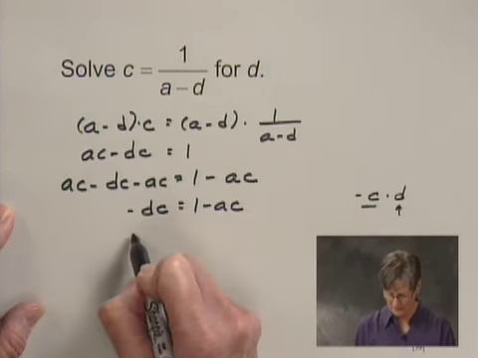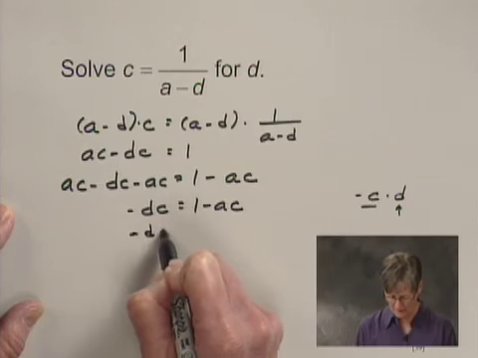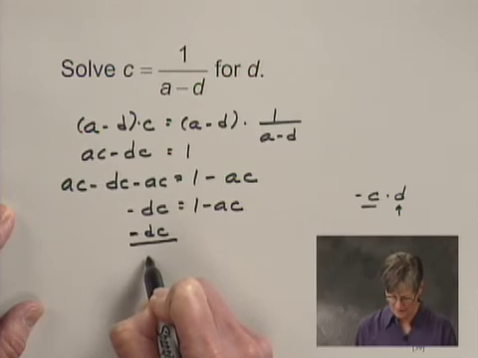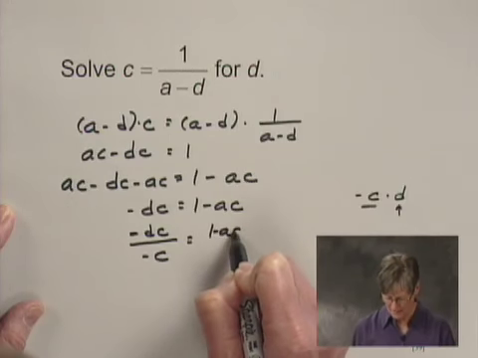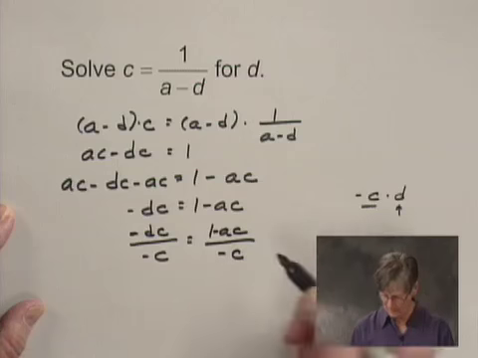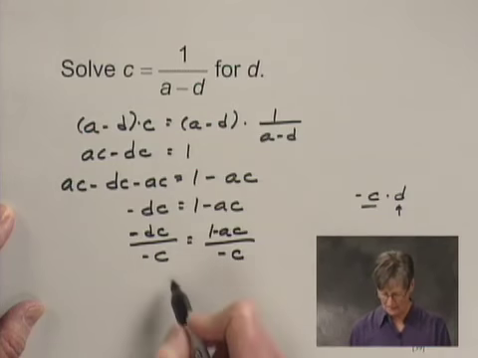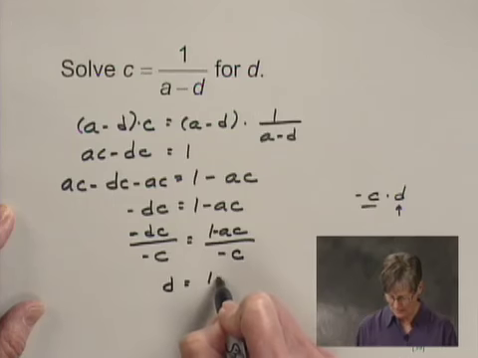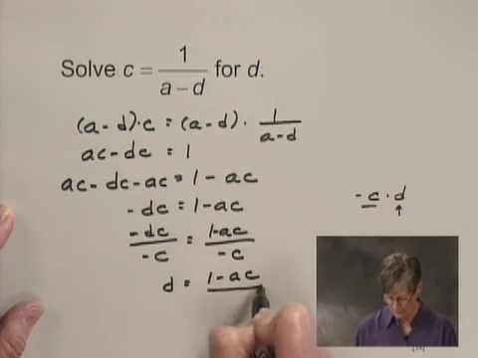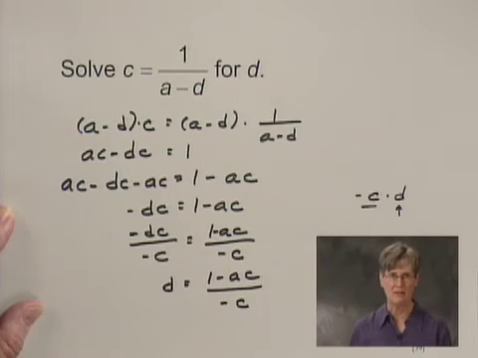So let's do that. We have the opposite of D times C divided by the opposite of C is equal to 1 minus AC divided by the opposite of C. And I can simplify on the left-hand side. I just have D, and that is equal to 1 minus AC over the opposite of C.